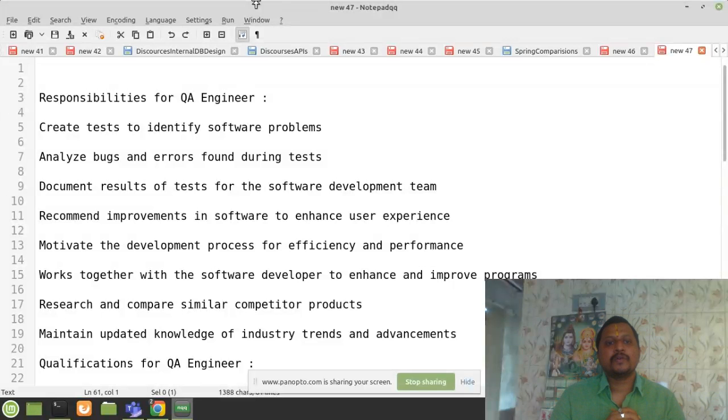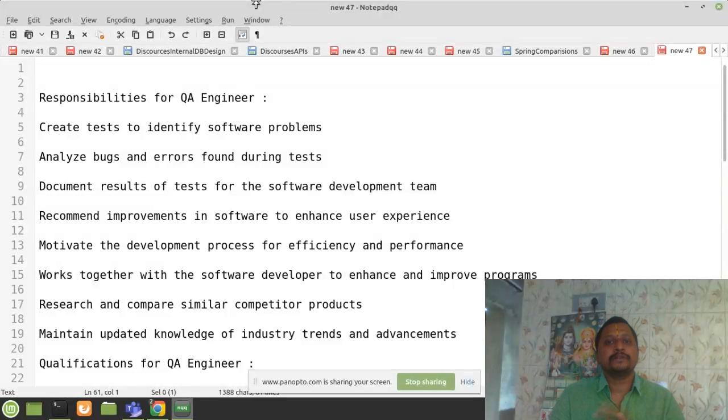And also he must have the responsibility to work together with the software developers to enhance and improve the programs. That means he also needs to work collaboratively with the developers, the marketing team and managers, and he needs to be able to work together in a friendly nature.